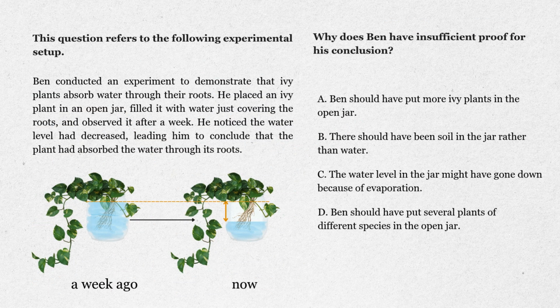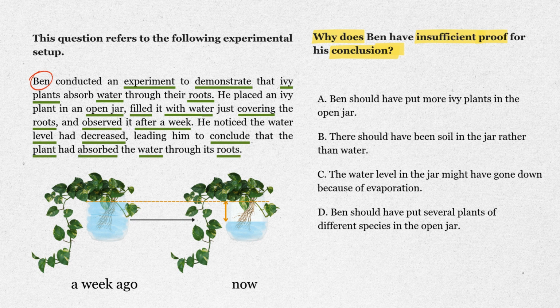And the last one. Why does Ben have insufficient proof for his conclusion? Ben conducted an experiment to demonstrate that ivy plants absorb water through their roots. He placed an ivy plant in an open jar, filled it with water just covering the roots, and observed it after a week. He noticed the water level had decreased, leading him to conclude that the plant had absorbed the water through its roots. The key phrase is insufficient proof. We need to find what's missing in his design.